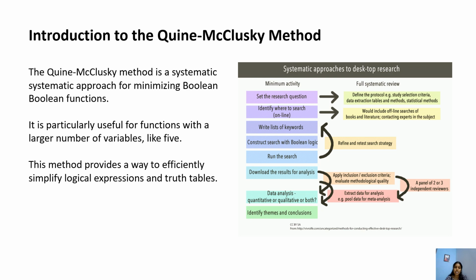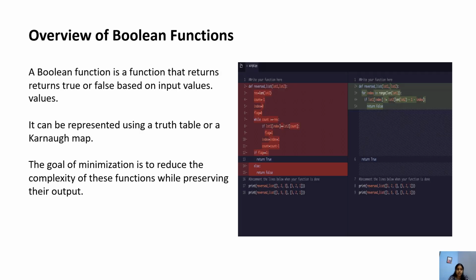The Quine-McCluskey method is a systematic approach for minimizing Boolean functions. It is particularly useful for functions with a large number of variables, like 5. This method provides a way to efficiently simplify logical expressions and truth tables.